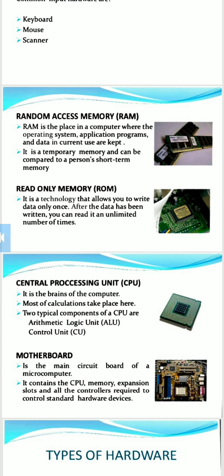Next one, random access memory. RAM is the place in a computer where the operating system, application programs, and data in current use are kept. It is a temporary memory, and can be compared to a person's short-term memory. Then ROM, that means read-only memory. It is technology that allows you to write data only once. After the data has been written, you can read it an unlimited number of times.